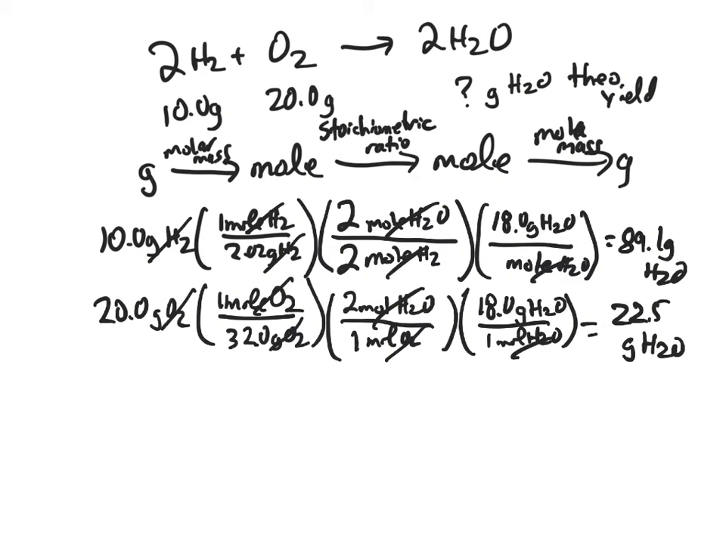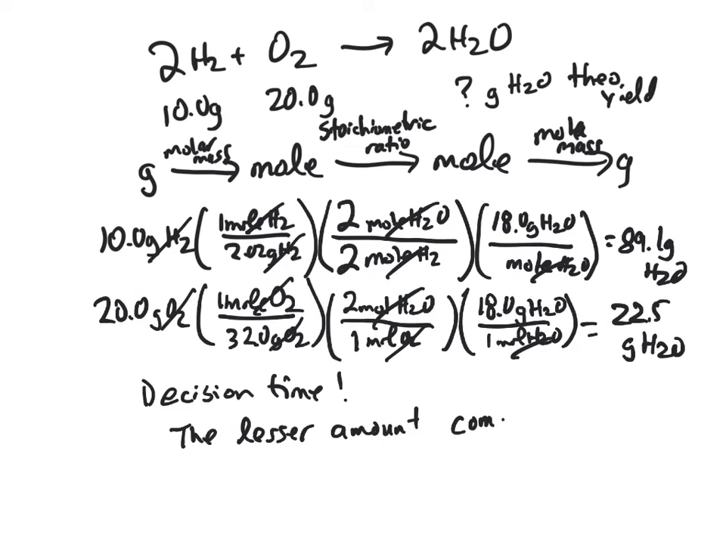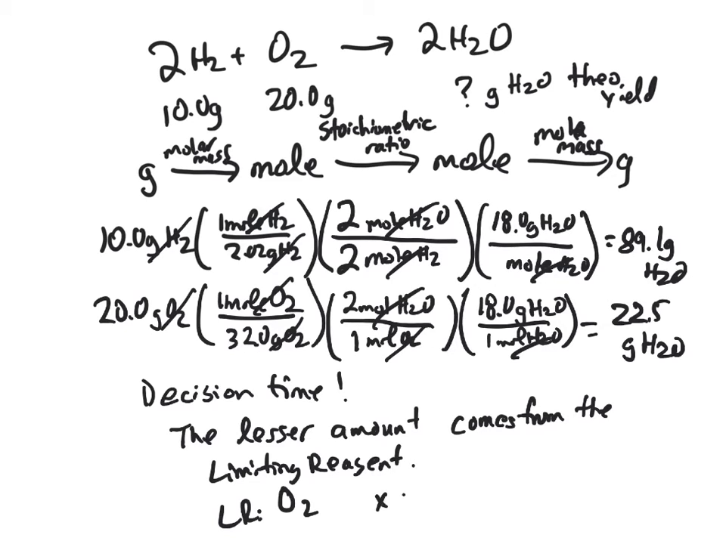So now comes decision time. Which one's our right answer? The lesser amount comes from the limiting reagent. So our limiting reagent in this problem is molecular oxygen. And our reagent in excess, the one that we have more than enough of, is H2. And so our correct answer is 22.5 grams of water.